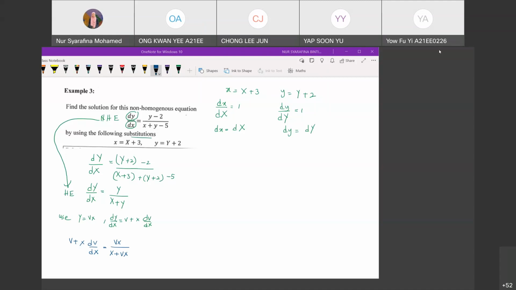Okay, let's try to do this together, then you can compare with the answer. So first, what is the simplified version of dv over dx here? x dv/dx is equal to minus v squared over 1 plus v, right? So from here, you can simplify: (1 plus v) over v squared dv equals to minus 1 over x dx.